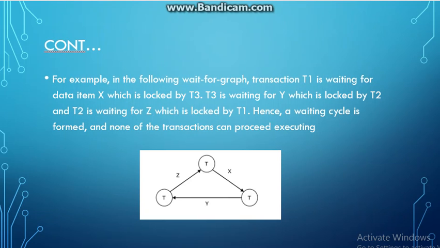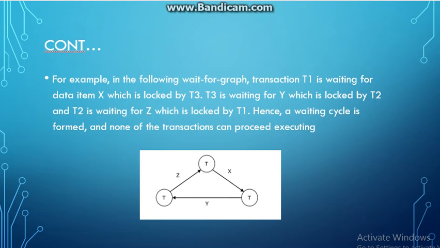Then the third one is deadlock avoidance. In this mechanism, we try to distinguish the system into safe and unsafe states. We use Banker's algorithm for deadlock avoidance. Then the last one is deadlock detection and recovery. This is the most practical method, which tries to detect deadlock and recover from it.